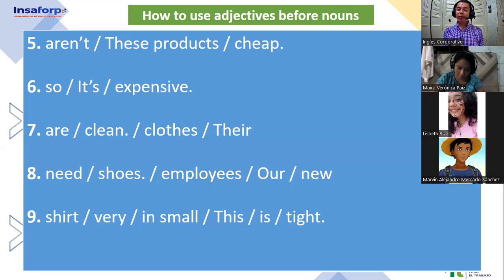Beatriz va a dar su versión ahí junto con unas canciones rancheras. Ay, perdón, teacher, que aquí mucha bulla. Ok, Beatriz, ¿es new shoes o new employees? New shoes, porque quería or new employees, new shoes. New shoes. Ok.